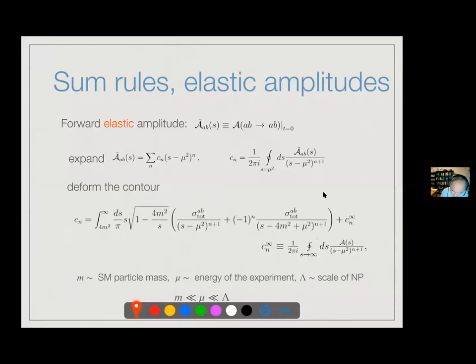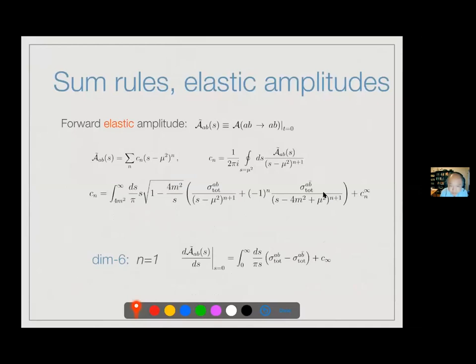So this is just the same formula we copied here, in particular for a dimension six operator. For a dimension six operator, it will contribute to this kind of amplitude, right? So once you do the expansion, the amplitude will go like energy squared, corresponding to the n equals one case here. And for n equals one, we can write a simplified formula like this. So this already has the form of a sum rule, okay? So we will see more examples later.